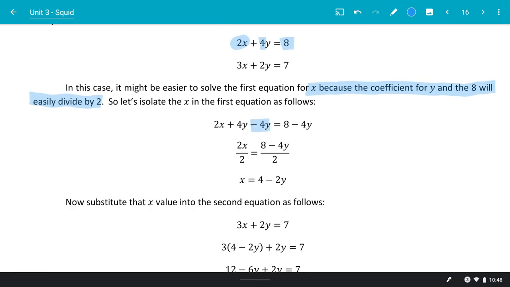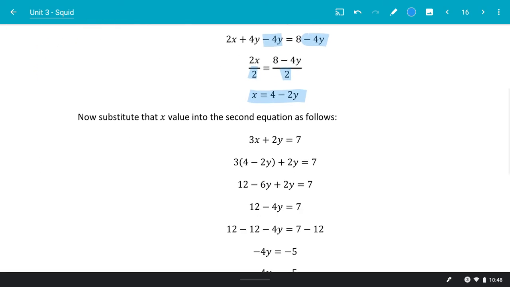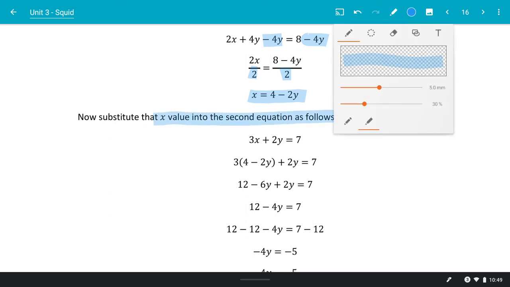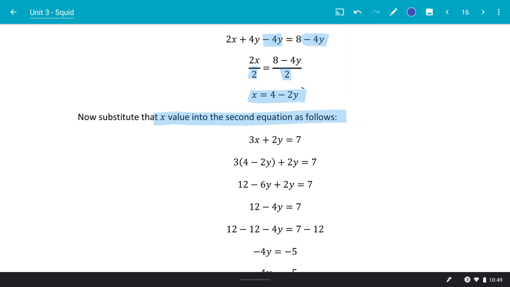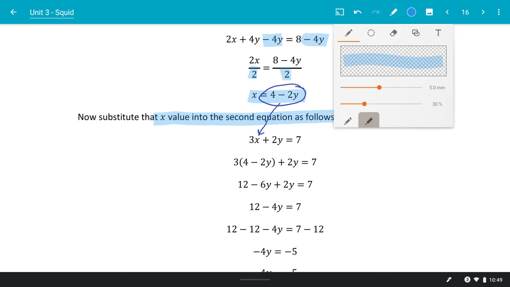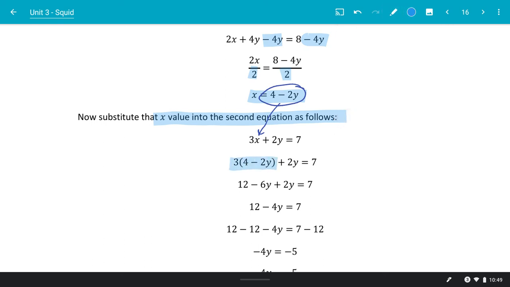So we'll subtract 4y from both sides and then divide by 2 on both sides to get x equals 4 minus 2y. Now that we have a variable by itself, x, we'll substitute that value of x into the second equation. So again, we're going to take this value and substitute it in for that x. And we can see that done right here.